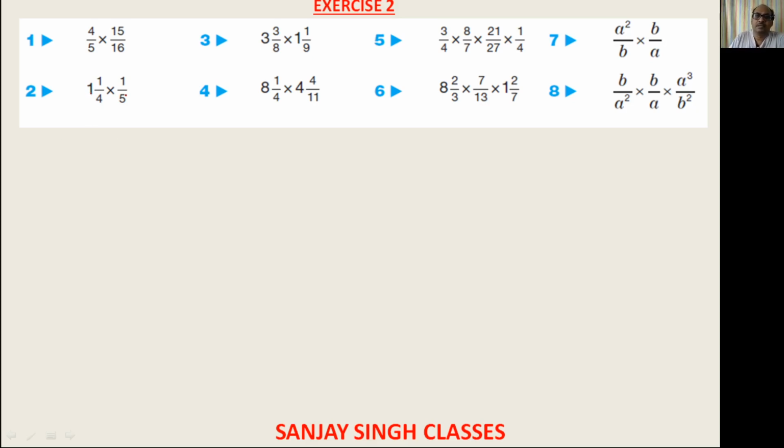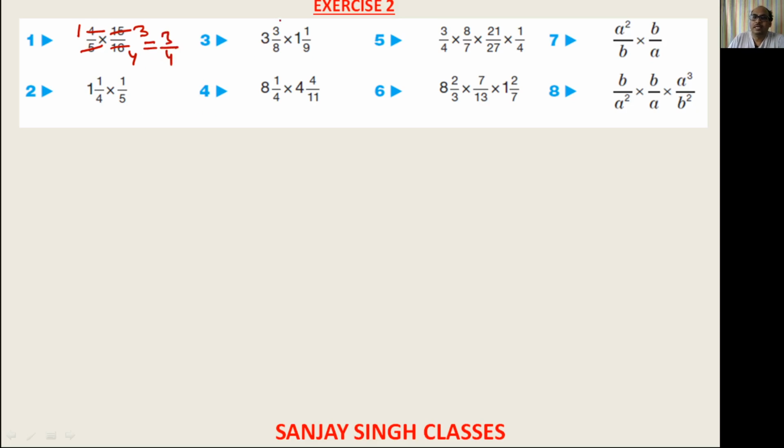Given in the first question, 4 by 5 into 15 by 16. Here, if we go for 4 and this 16, in one table they come, so we can divide 4 and 16 by 4. 4 1s are 4 and 4 4s are 16, we can write. Similarly 5, we can cancel it as 3. So now our answer will become 3 by 4.